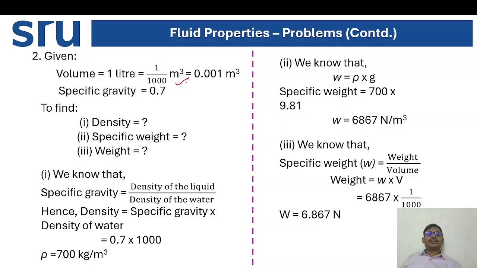So first given volume equal to 1 liter equal to 1 by 1000 meter cube and specific gravity is 0.7. Next, specific gravity equal to density of liquid by density of water. Then density equal to specific gravity into density of water, that is 0.7 into 1000, that is equal to 700. So W equal to rho into g, that is equal to 700 into 9.81, that is 6867 newton per meter cube. Next, specific weight is equal to weight by volume. So weight is equal to W into V. Already we have calculated specific weight and volume is 1 by 1000, that is equal to 6.867 newtons.